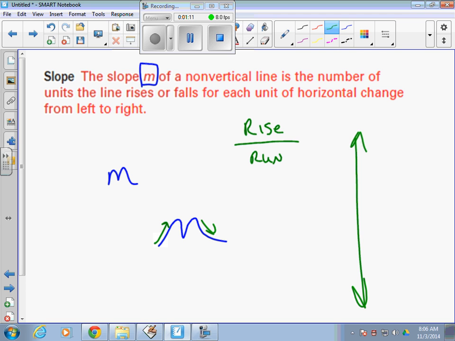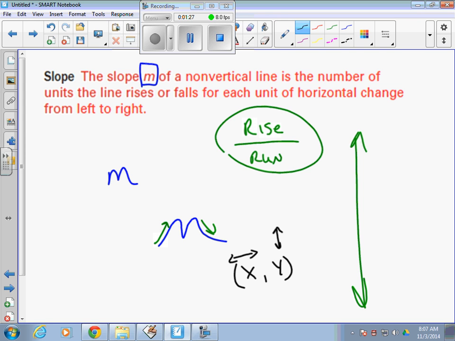Now, the reason this becomes important and the reason people make mistakes with this is because in an ordered pair, we know it comes alphabetically. X comes before Y. This is what we've been dealing with. That means you either go left or right for X, and you go up or down for Y.